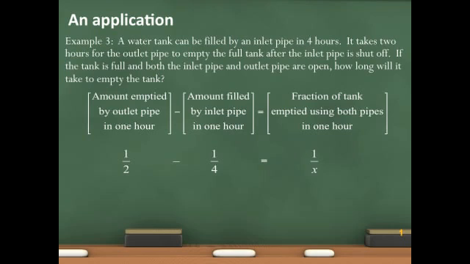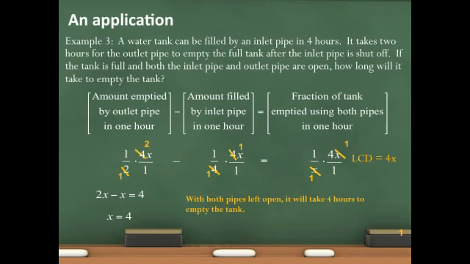Then the equation becomes 1/2 minus 1/4 equals 1/x. Solve the equation by multiplying each term by the least common denominator, 4x. In the first term, 2 will cancel with 4 to leave 2. In the second term, the 4's cancel. In the last term, the x's cancel. The equation becomes 2x minus x equals 4. Since 2x minus x equals 1x, the solution to the equation is x equals 4. With both pipes left open, it will take 4 hours to empty the tank.